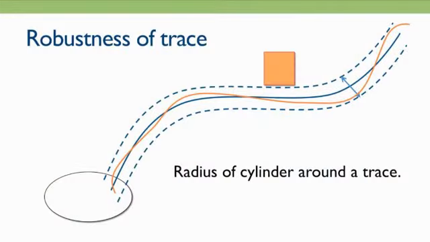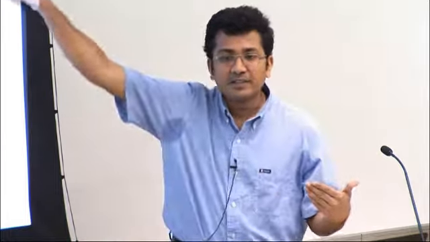And we can do this for the kinds of systems we are interested in, because the state space is real valued. What we define here is the notion of the robustness of a trace, which is the radius of the cylinder around the trace, so that any other trace in the same cylinder has the same valuation as the trace that you are interested in.